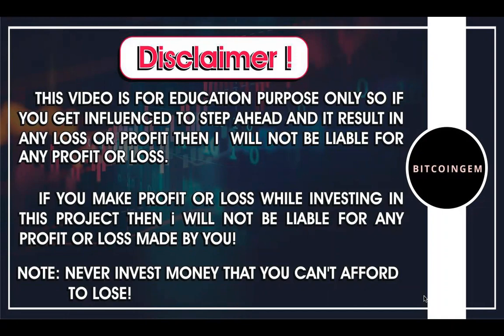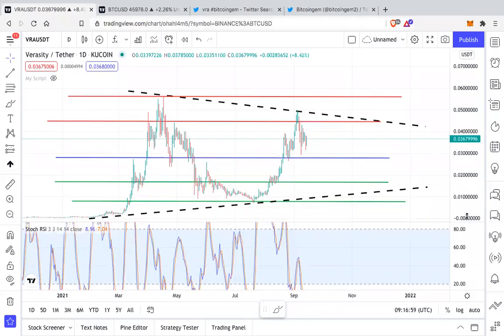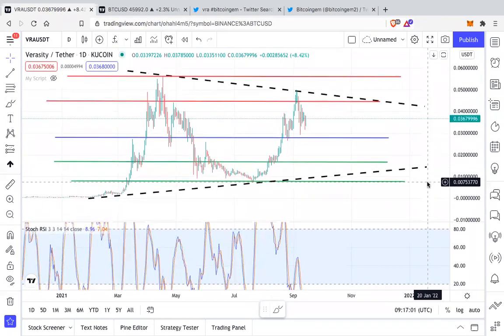So guys, we are going to look at the VRA daily chart, that is the VRA USDT daily chart. There are some important levels that I want to show you.